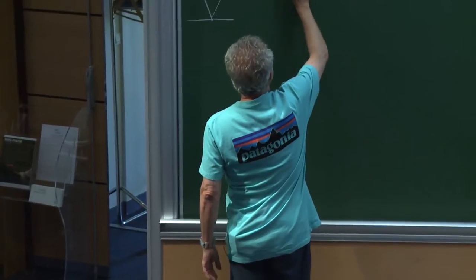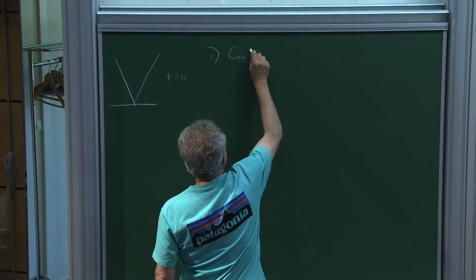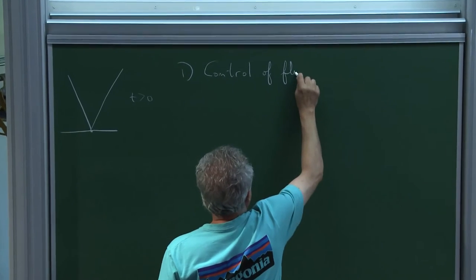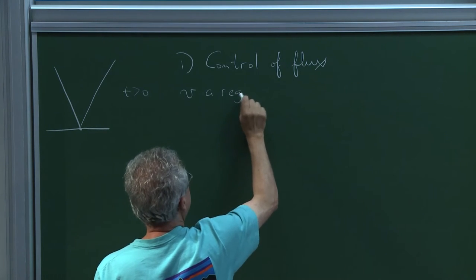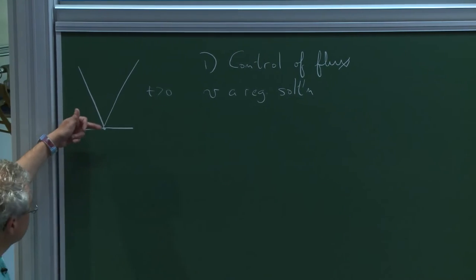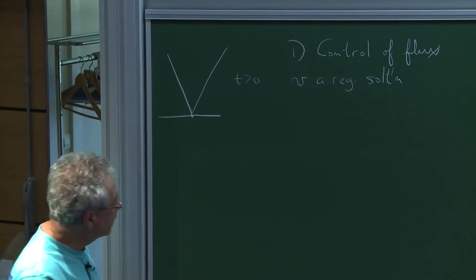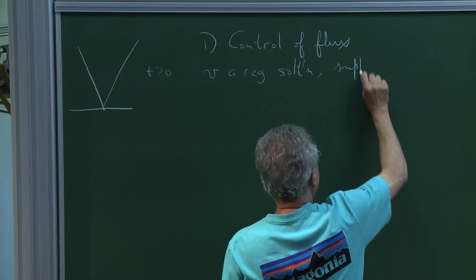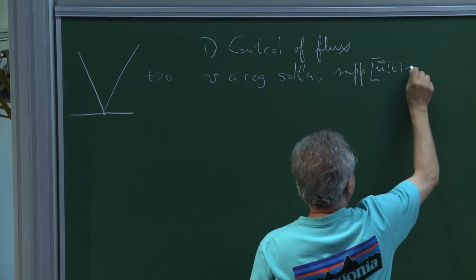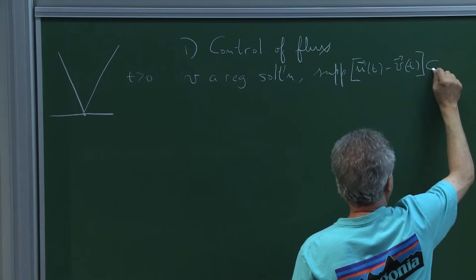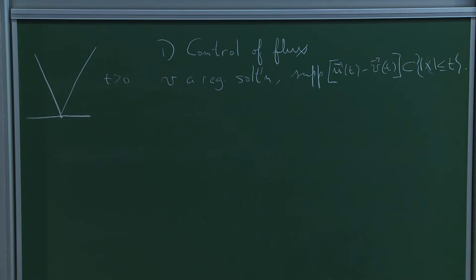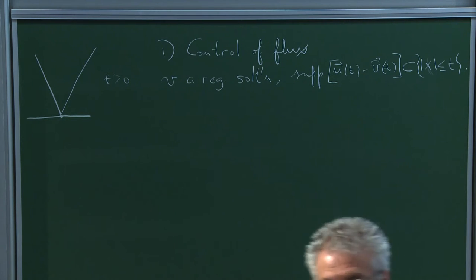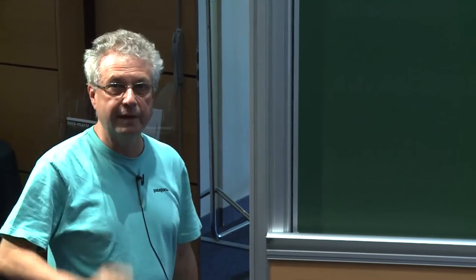So the first step was the control of the flux. We have V, a regular solution, and by that I mean it's a solution that continues below zero. And we know that we have such a thing, such that the support of u of t minus v of t is contained in there. So that we take the weak limit of the u, we take the solution with that data at time zero going forward, and the difference will be supported in the cone by finite speed of propagation.